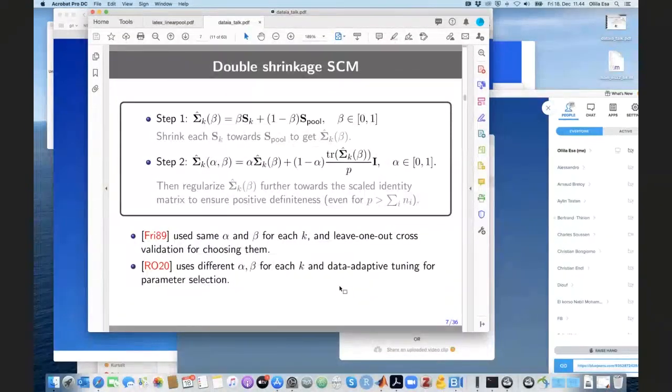And this is an approach that I would call double shrinkage. And there are other versions of this also. Friedman originally used the same shrinkage parameters for each class, and then leave-one-out cross-validation for choosing these shrinkage parameters. And later in this paper, we proposed different shrinkage parameters for each class, and then data adaptive tuning for these parameters.